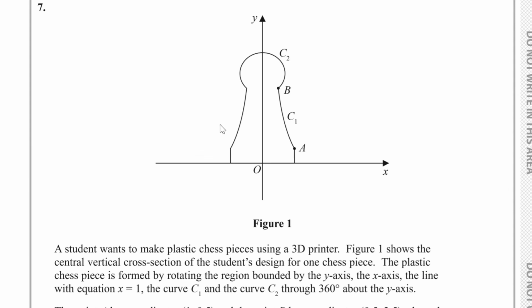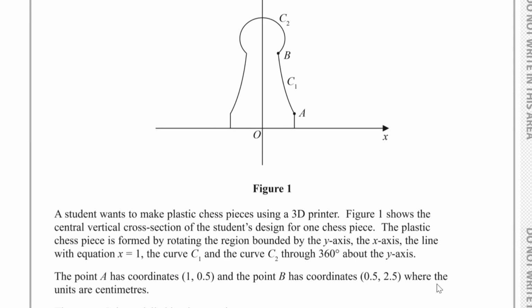Question number 7. A student wants to make a plastic chess piece using a 3D printer, and figure 1 shows the central vertical cross-section of the student's design for one chess piece. The plastic chess piece is formed by rotating the region bounded by the y-axis, the x-axis, the line with equation x equals 1, the curve C1 and the curve C2 through 360 degrees about the y-axis.